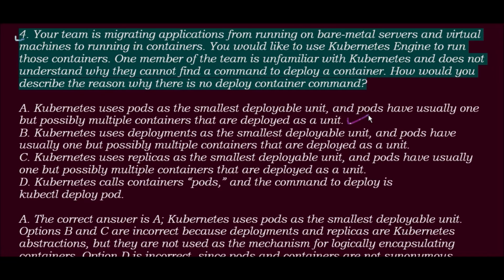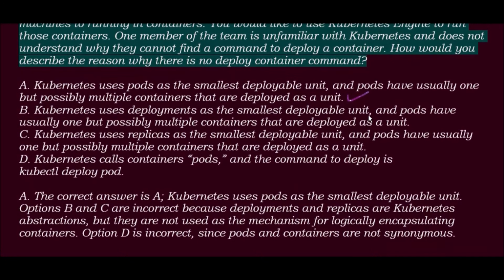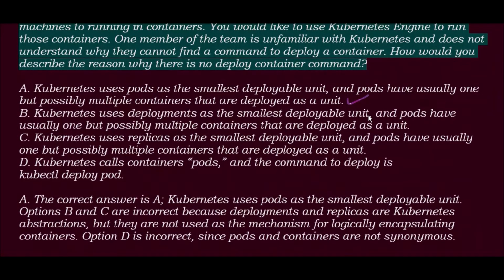Option B: Kubernetes uses deployments as the smallest deployable unit and pods have usually one but possibly multiple containers that are deployed as a unit. And option C: Kubernetes uses replicas as the smallest deployable unit and pods have usually one but possibly multiple containers that are deployed as a unit. They both are incorrect here because deployments and replicas are Kubernetes abstractions, but they are not used as the mechanism for logically encapsulating containers. That's why option B and option C, they both are discarded here.